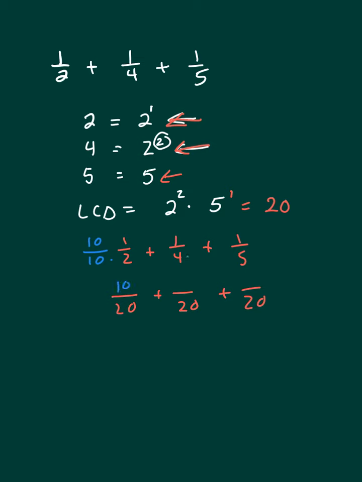What do you need to multiply this 4 by to give you 20? A 5. You multiply the bottom by 5, you've got to multiply the top by 5. So that gives you 5. Repeat it again for this 1/5. What do you need to multiply 5 by to give you 20? 4. Multiply the bottom by 4, you've got to multiply the top by 4. 1 times 4 is 4. So keep your common denominator. 10 plus 5 plus 4 is 19. So that's how you get that.